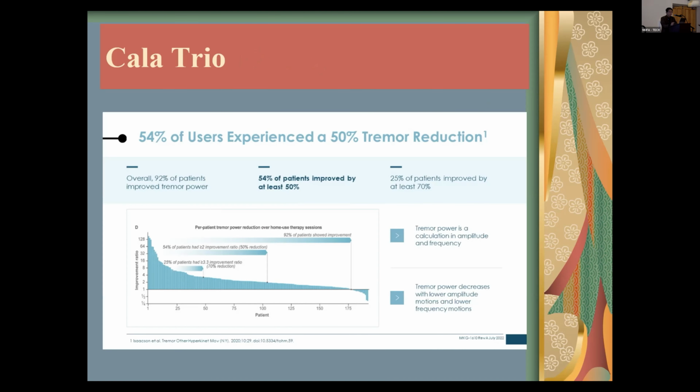So the statistics show that about 54%, or more than half of users, experience a 50% reduction. Overall, about 92% of patients have shown some tremor control, and about 1/4 of patients have at least 70% improvement of their tremors. So this is Cala Trio.